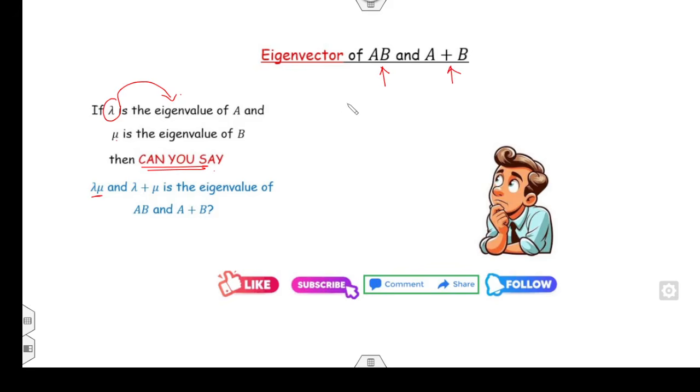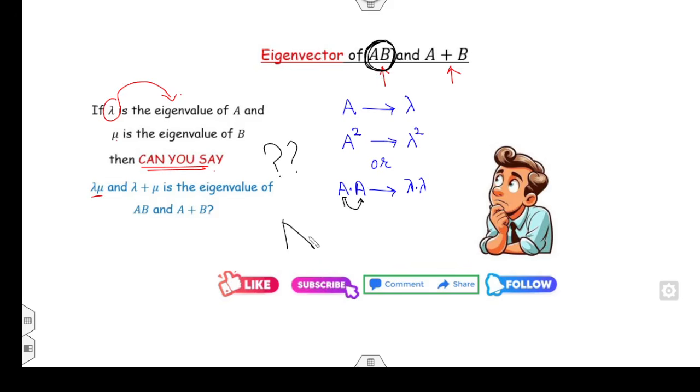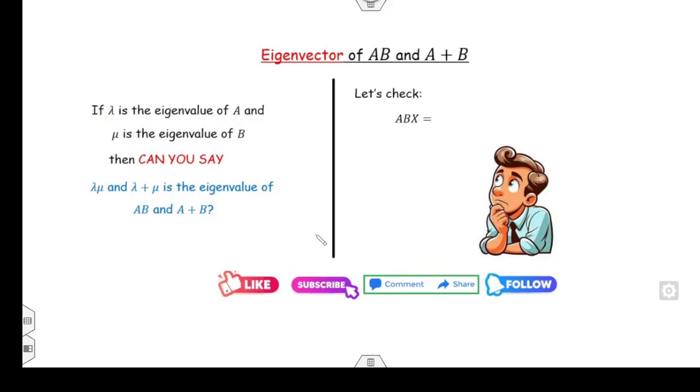एक बात याद रखो बच्चों, मैंने एक प्रॉपर्टी बताई है अभी आपको. If lambda is the eigenvalue of A, then A square has the eigenvalues lambda square. That is, you can see A square means A into A, that is eigenvalue of lambda into lambda. पर यहाँ पे क्या है, ये A और A सेम है, लेकिन यहाँ पे क्या है, A और B अलग अलग है. Fine. So can you say this result is true? The answer is no. Answer is no.